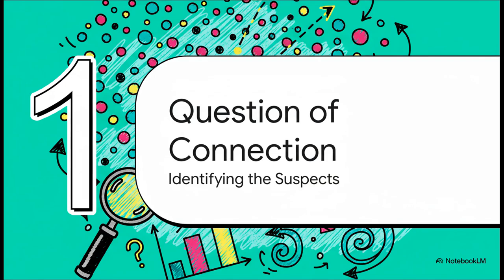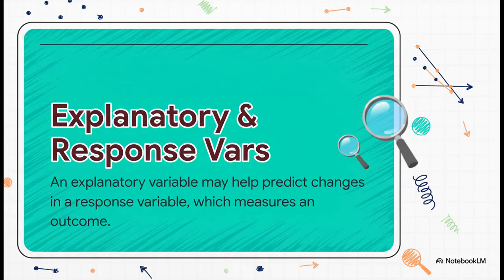All right, so where does any good investigation begin? You've got to identify your key players, or in our case, the suspects. Before we can even start looking for a connection, we have to be crystal clear about what we're looking at. Now, in the world of data, our suspects are called variables, and they come in two main flavors.